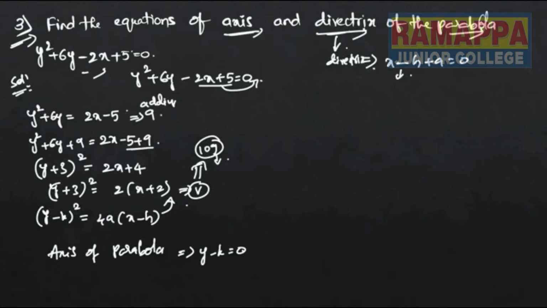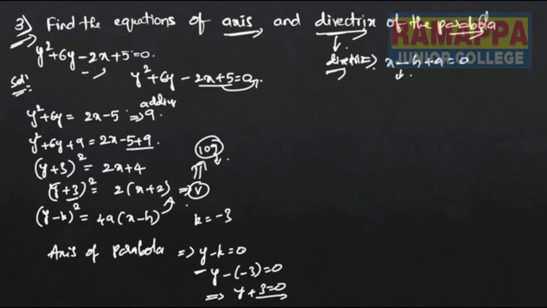So first we will find the values. Here y minus k is equal to 0 is the axis of the parabola. Here y is y only, so from this y minus k, k is equal to minus 3. So y minus of minus 3 is equal to 0, so y plus 3 is equal to 0 is the axis of the given parabola.